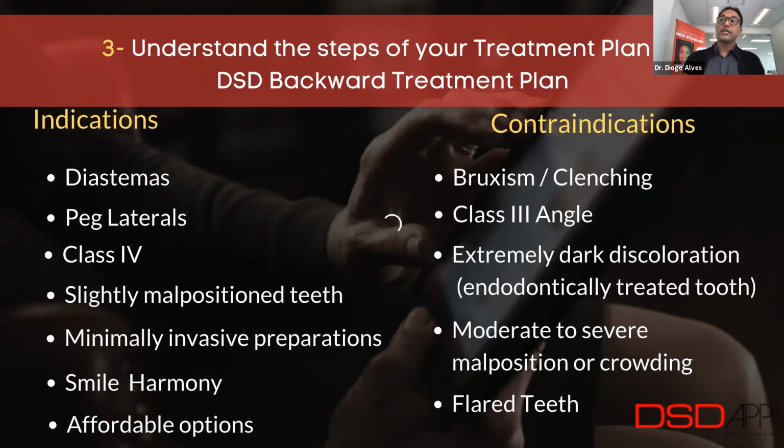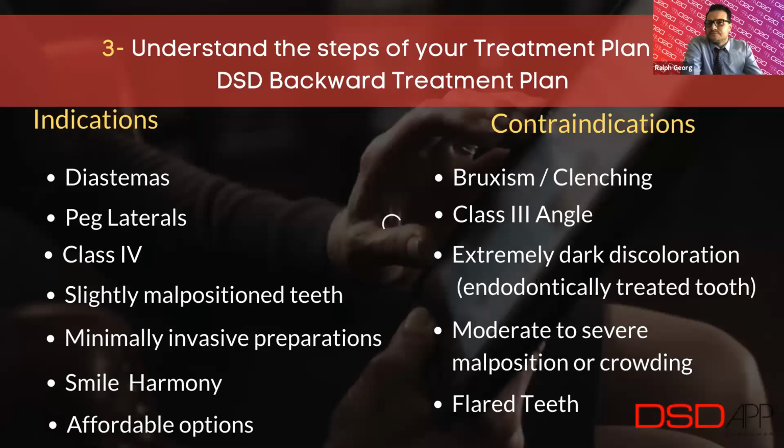Then we have the contraindications. Patients with bruxism or clenching, patients class 3 of Angle, or with an extremely dark discoloration. So as we are planning on doing a minimally invasive preparation on that tooth, usually that's what I do. I like to first do a teeth whitening and then do the composite veneers. I do that mostly in all of my patients.